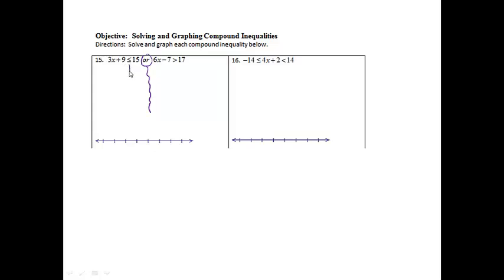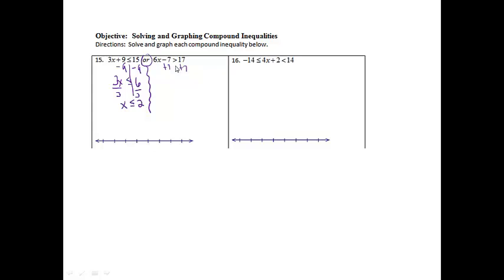So for the first one, 3x plus 9 is less than or equal to 15. If we want to solve this for x, we'll subtract 9 from both sides. So we'll get 3x is less than or equal to 6. And then to get rid of the 3, we'll divide both sides by 3, so that x is less than or equal to 2. And then work in the other problem.